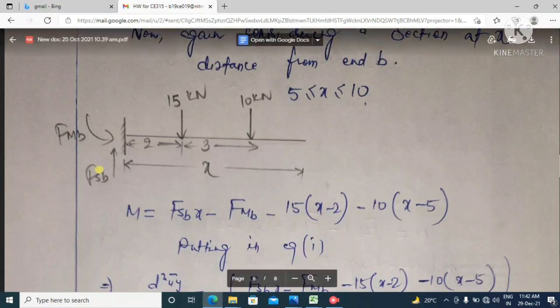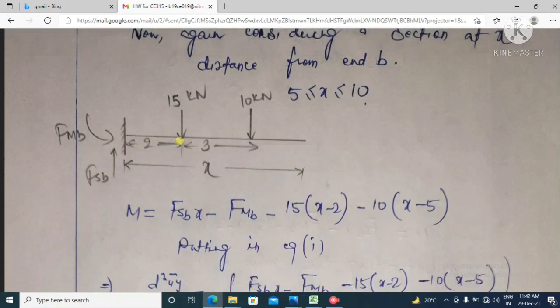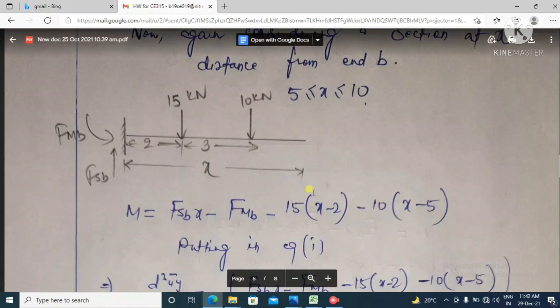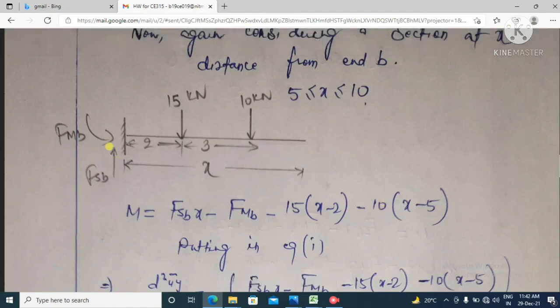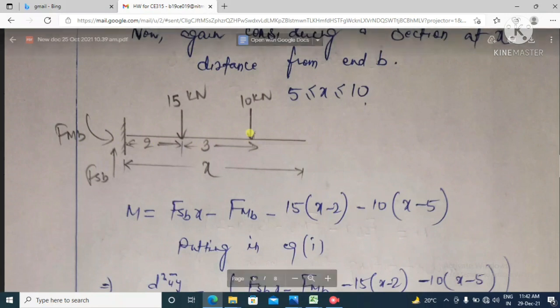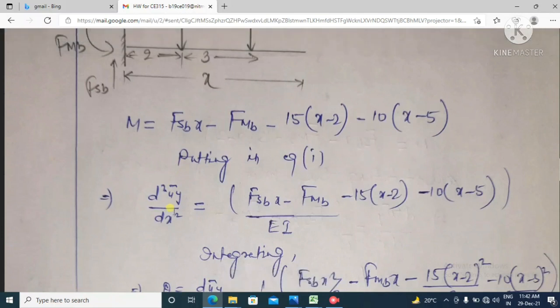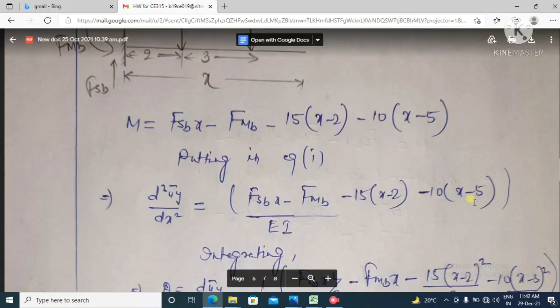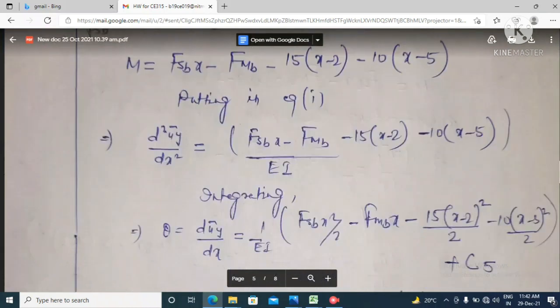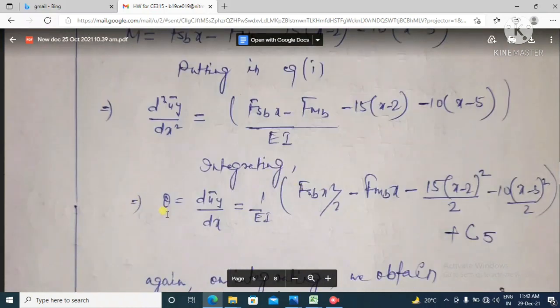So M = F_sb x − F_mb − 15(x − 2) − 10(x − 5). From here to here it is x, so we subtract 2 so that we get the exact lever arm, and x − 5: from here to here it is x, and if we subtract the total 3 plus 2, that is 5, then we have the exact lever arm. So again I will put this M value in the equation. As I showed initially, d²y/dx² = (1/EI)[F_sb x − F_mb − 15(x − 2) − 10(x − 5)].